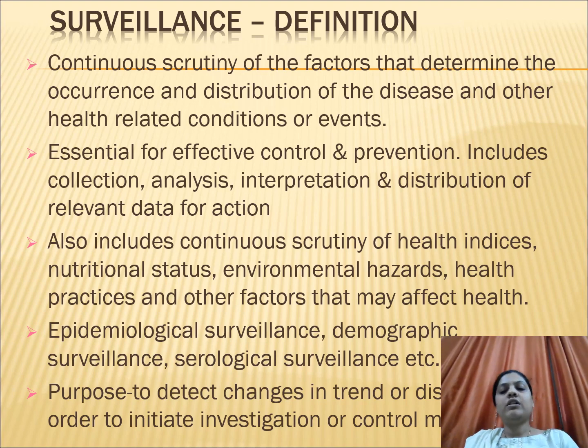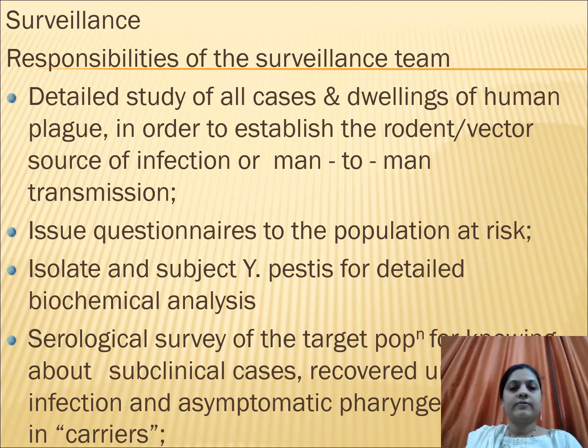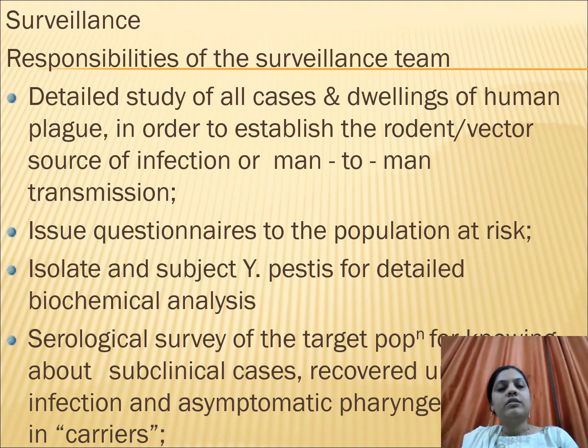So why was the need of doing surveillance? This is in order to detect the trends or the different changes which are occurring in the magnitude of the disease and initiate early control measures. Now, responsibility of the surveillance team: detailed study of all the cases and dwellings of human plague in order to establish the rodent vector source of infection or man-to-man transmission. Issue questionnaires to the population at risk. Isolate the subjects and why best is for detailed biochemical analysis.